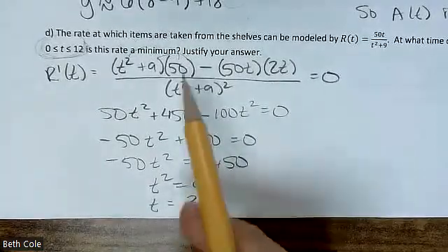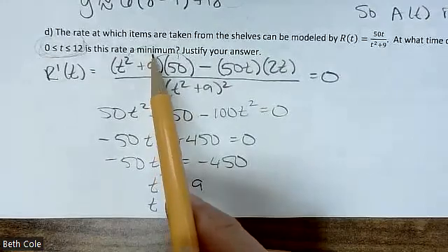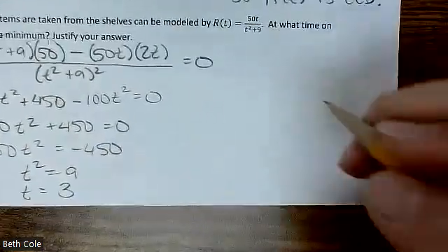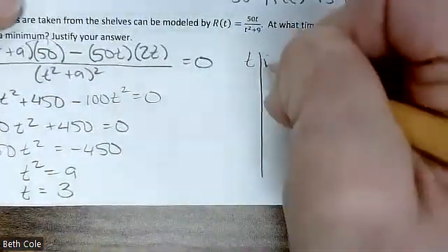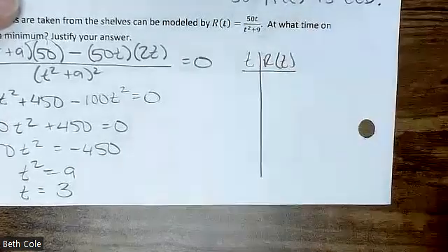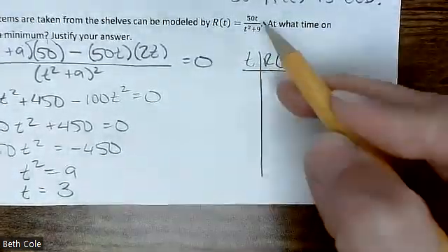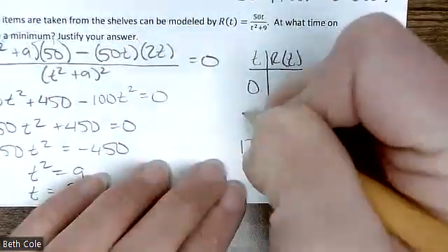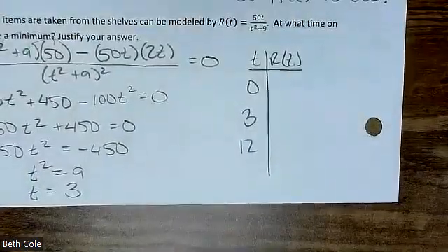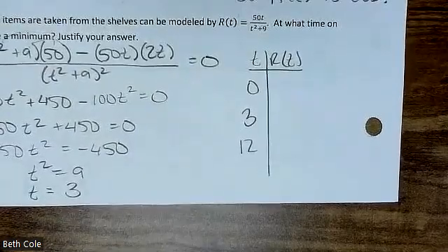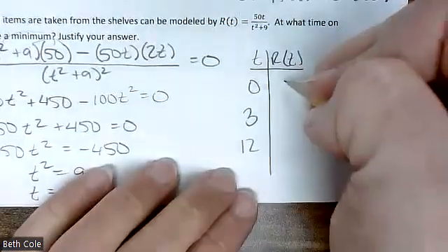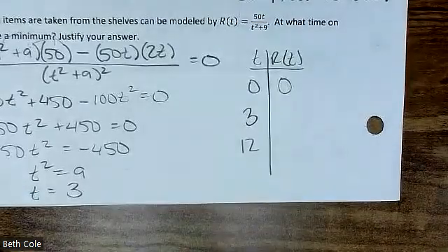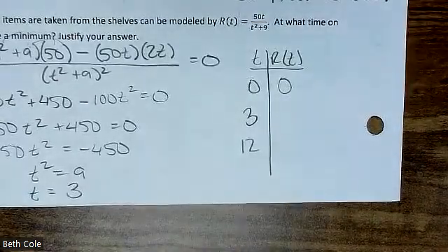All right. Now we want an absolute minimum. Absolute means what test is this? Candidates test. Now, if you write X and Y, that's fine. I'm going to be particular here, T and R of T. So our endpoints were 0 and 12. Our critical point was 3. For the sake of time, we're going to divide and conquer. I'll do 0. These two groups do 3. You two groups do 12.